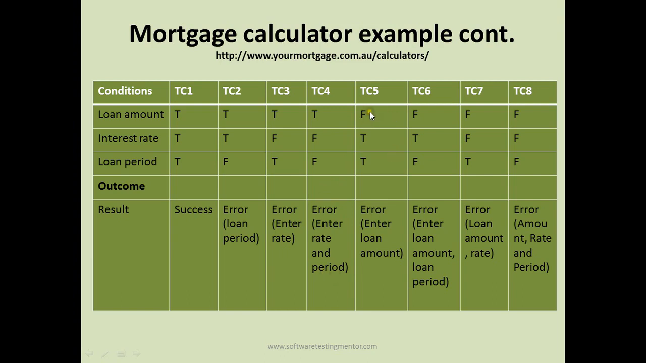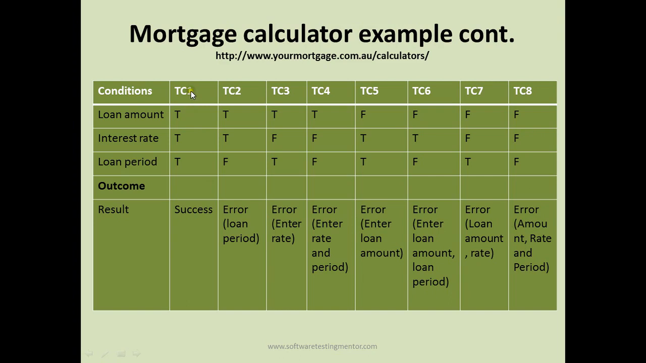Then if loan amount is missing but interest rate and loan period are present, it should give the error: enter loan amount. Similarly, for missing loan amount and missing loan period, it should give you the error: enter loan amount and loan period. And if everything is missing, it should again give an error.